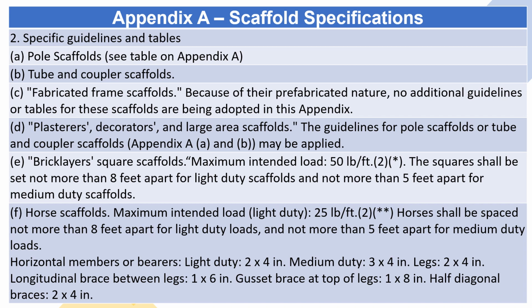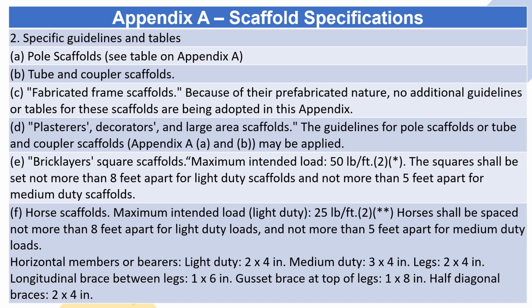C. Fabricated frame scaffolds. Because of their prefabricated nature, no additional guidelines or tables for these scaffolds are being adopted in this appendix. D. Plasterers, decorators, and large area scaffolds. The guidelines for pole scaffolds or tube and coupler scaffolds, Appendix A and B, may be applied. E. Bricklayers square scaffolds. Maximum intended load, 50 pounds per ft². The squares shall be set not more than 8 feet apart for light-duty scaffolds and not more than 5 feet apart for medium-duty scaffolds.